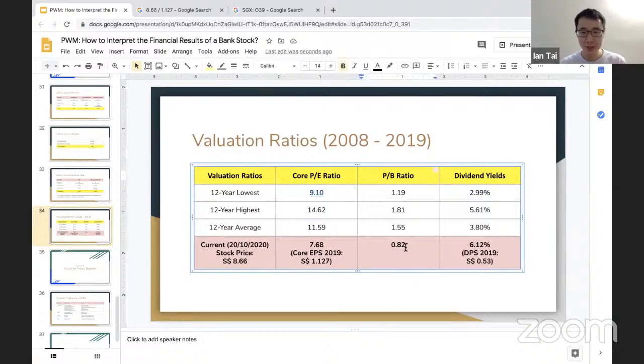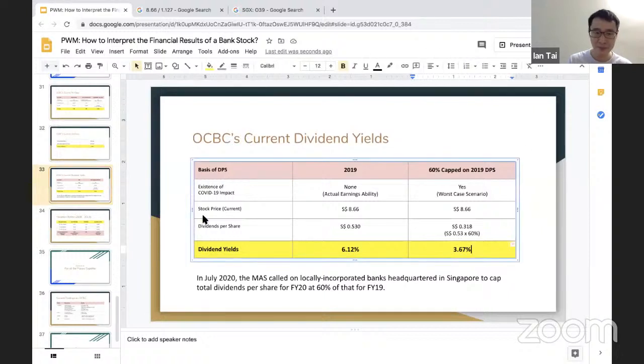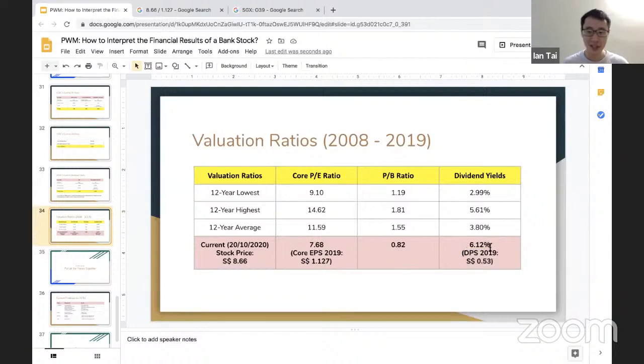If you look at PB ratio, of course, during these times, it's one of those times where you can buy OCBC Bank at below a PB ratio of 1. So you can buy below book. And when it comes to dividend yield, it's very subjective, okay? Because if you're basing it on 53 cents, which is the dividends per share, then you can get it at 6.12%. But if you want to have the COVID-19 impact of 3.67, you put it here, then of course, your dividend yield will be a bit below the 12 years average for now.